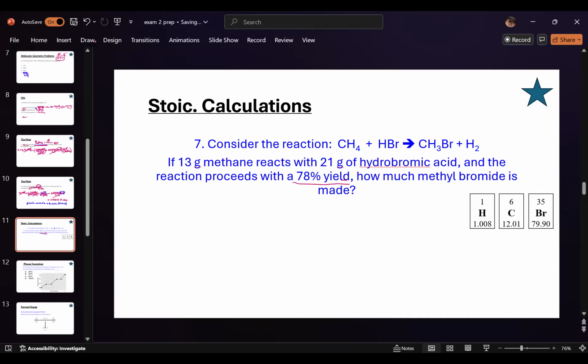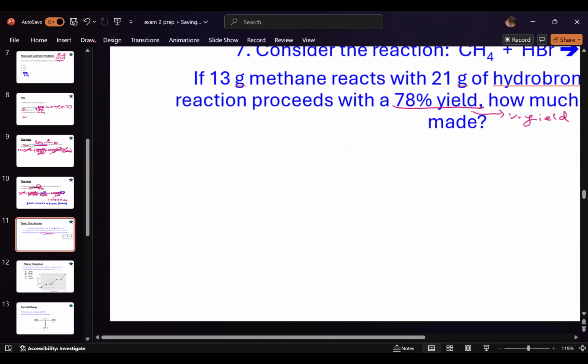78% yield. That is not theoretical. That is our actual. I mean, sorry, that is our percent yield, because we know that percent yield is actual over theoretical. Yes, so this is percent yield. What else can I say? You want to know how much methyl bromide is made. So buckle up because it's a long one.